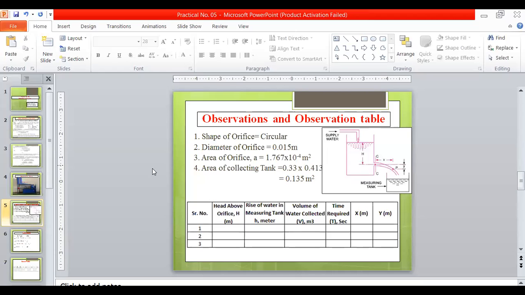You will get the readings on the WhatsApp group. You note it down in your notebook, do the calculations.